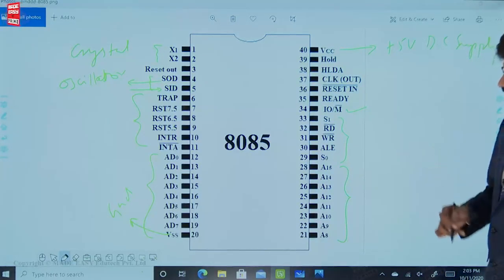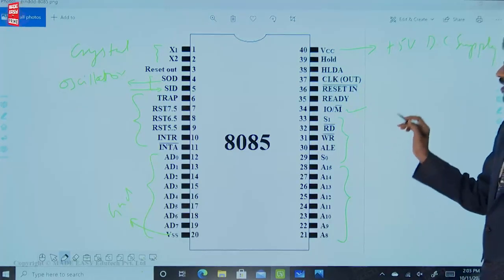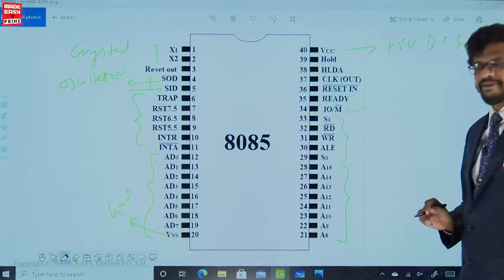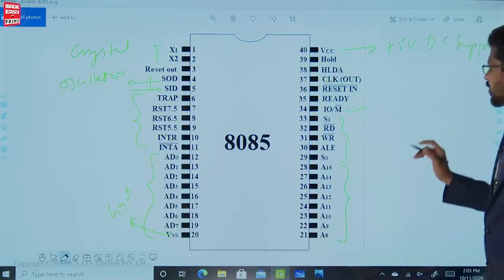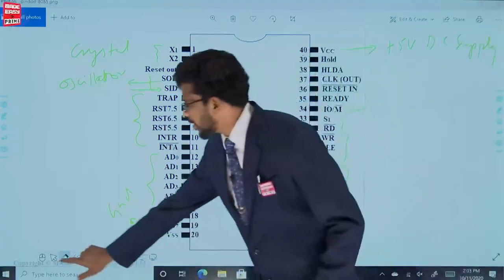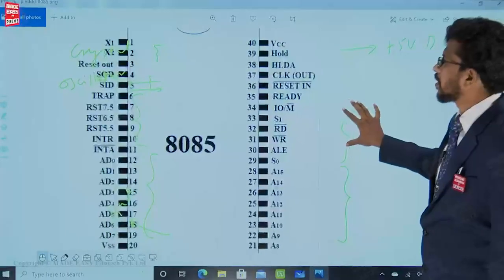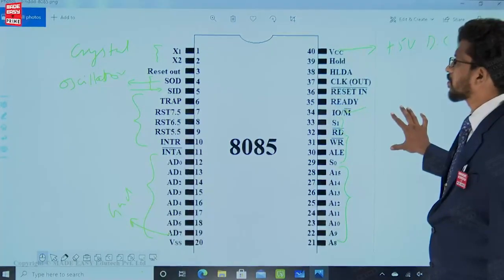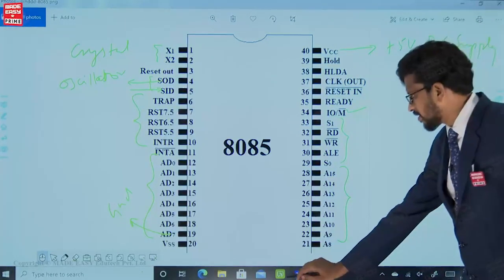Fine. What are the left over pins which are present here? If you observe here, this ready signal is meant for communicating with a slow speed IO device. For example, let us say this is the processor. Let me just show you how it can be done. See that, okay. For example, let's consider like this.